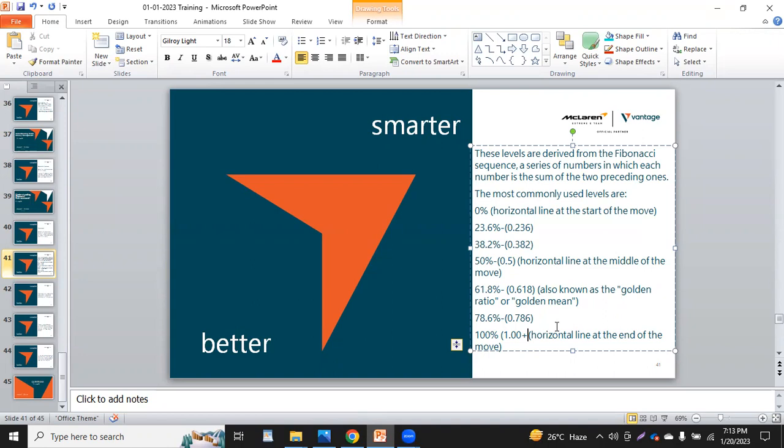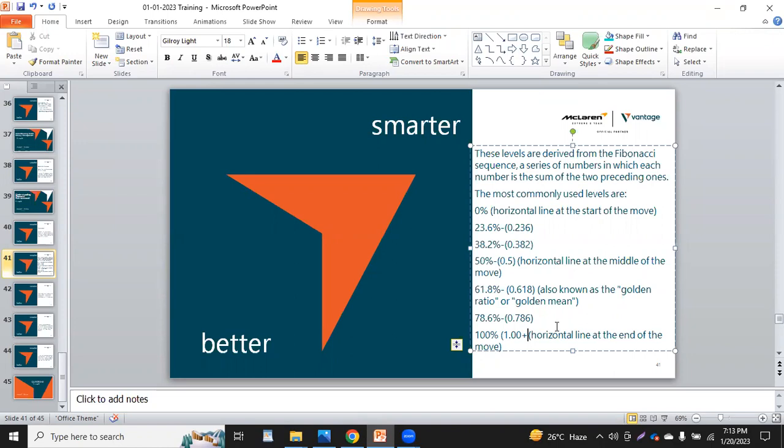And that's 50%. And then you don't have to manually calculate this yourself. The Fibonacci tool will do it for you. All right? The Fibonacci tool does it for us. Then we have the 61.8. The 61.8 is also known as the golden ratio or the golden mean.